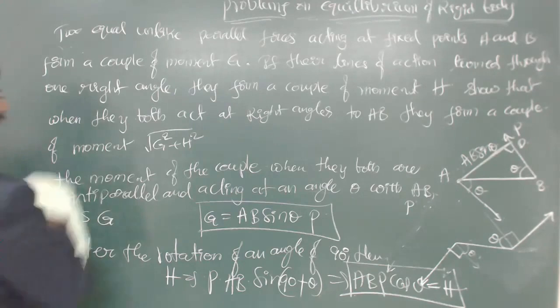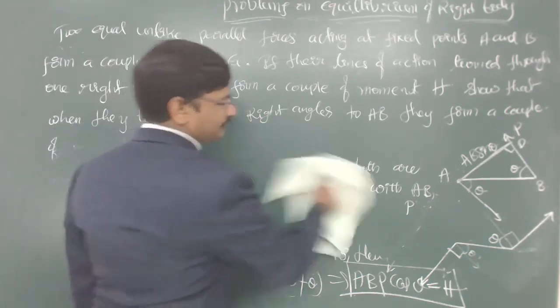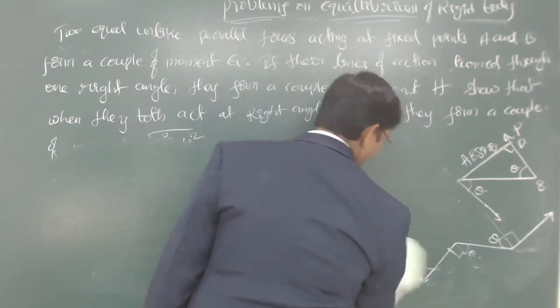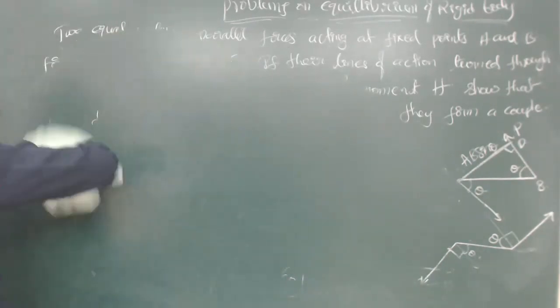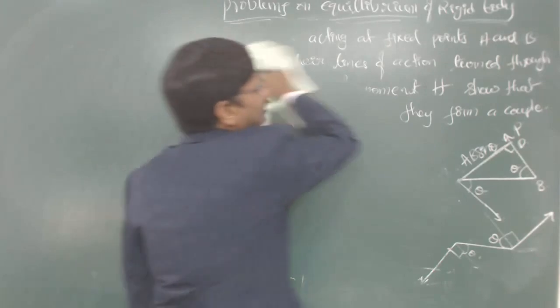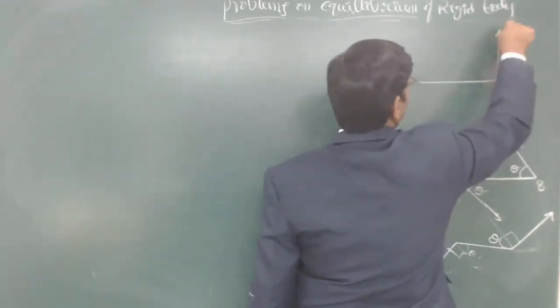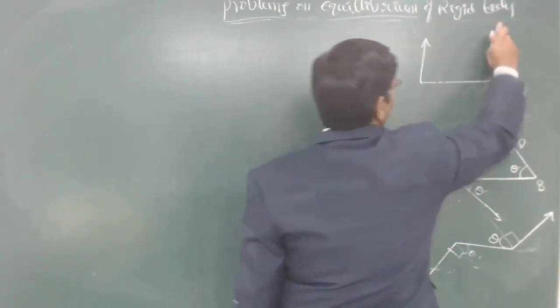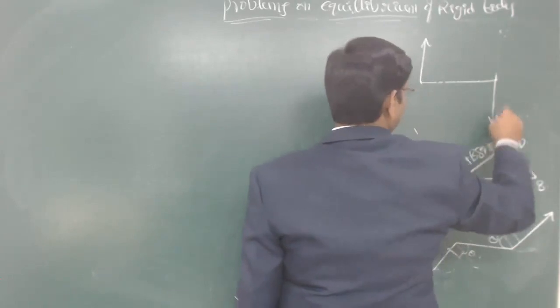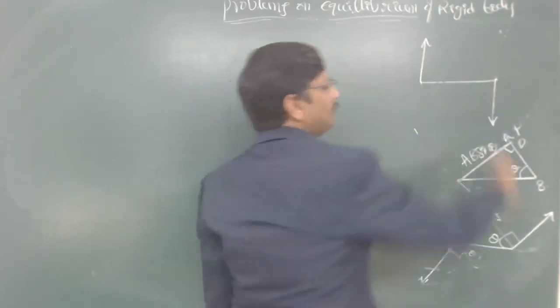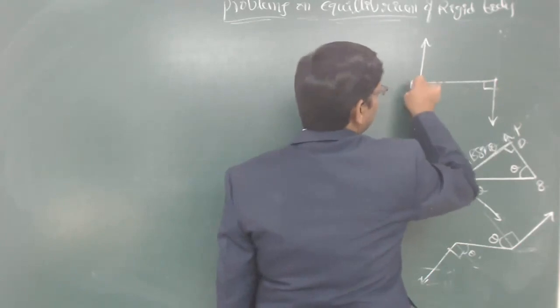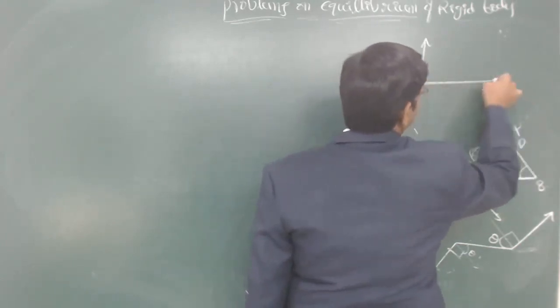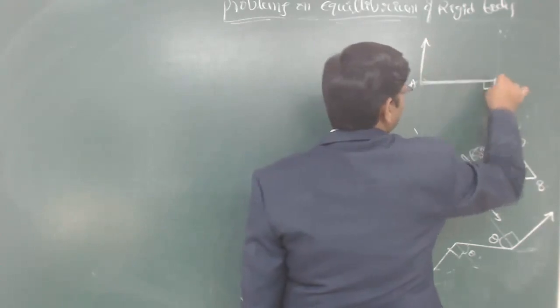Okay. Now the new couple, when both are acting at an angle of 90 degrees to AB, will be directly the multiplication of AB with P, because both are acting at 90 degrees to AB. So this is the third case, or else you draw this to the top and this to the bottom. Anything should be fine. So when it is 90 degrees, then the perpendicular distance is straight away this AB, right? This is the perpendicular distance between these two parallel lines.